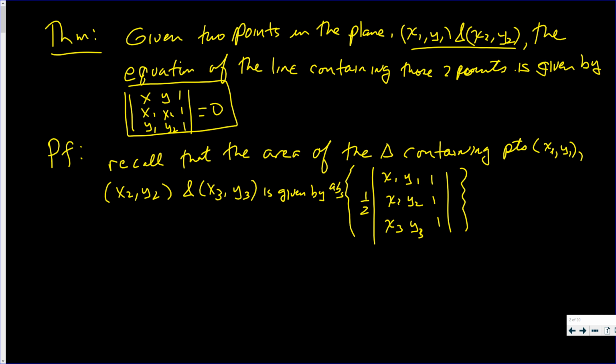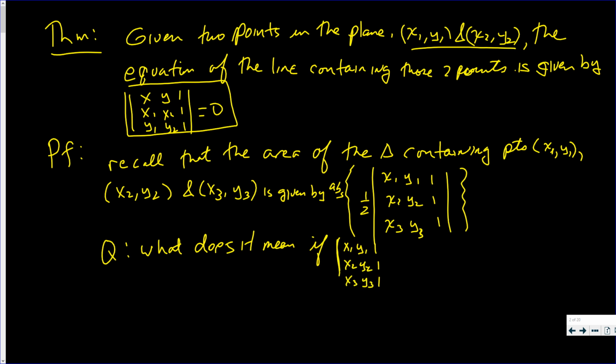Okay. Now, question. What does it mean if this determinant equals 0? What does it mean when this determinant equals 0? So of course half of that determinant will be 0 and the absolute value will be 0. That is, the area is 0.